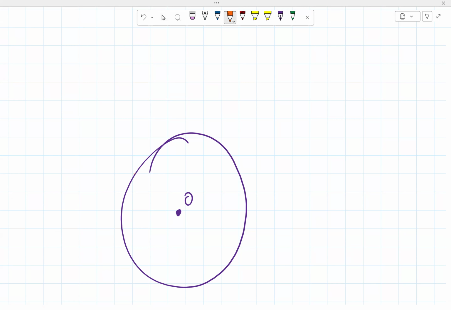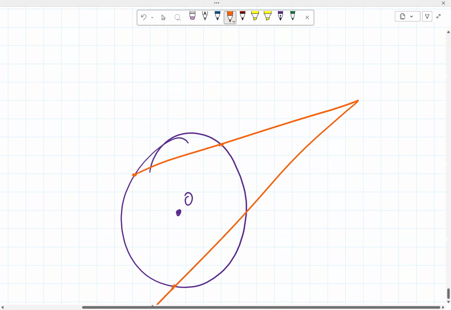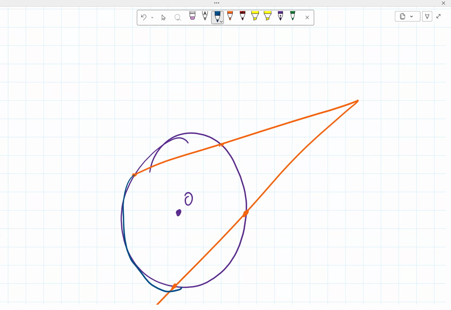So imagine you have this line, this is a secant because it's touching the circle at two points. And then you have another one like this. It's also a secant touching the circle at two points. So you can see now that we have two arcs, these two arcs caught by these two secants now.